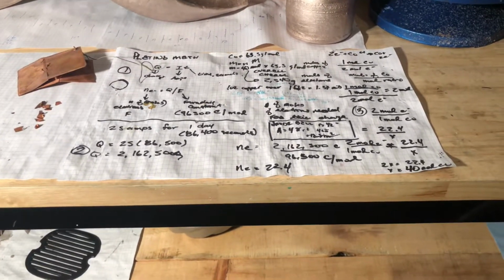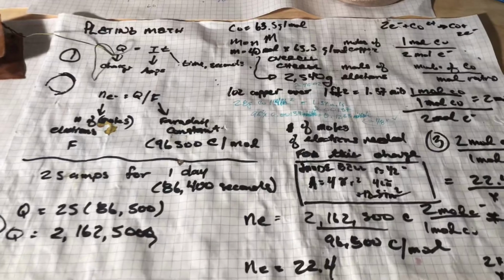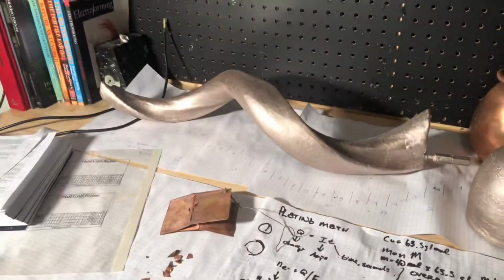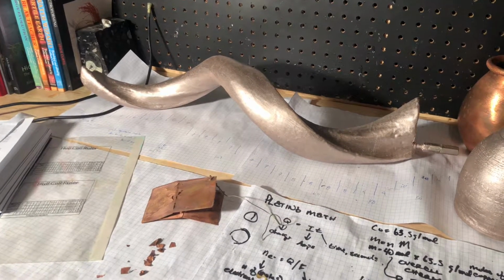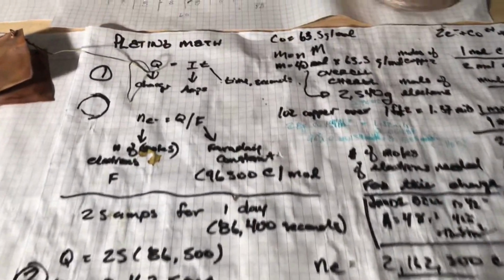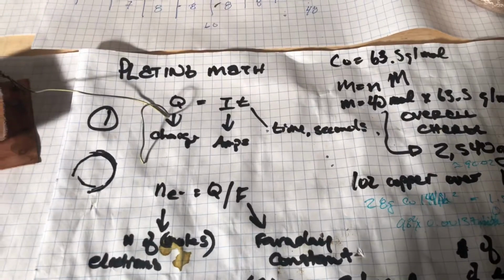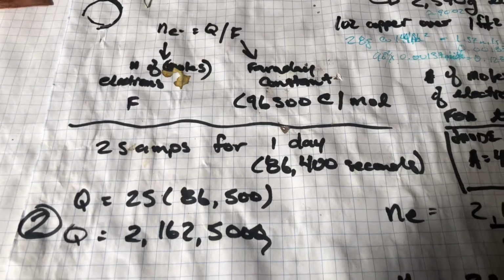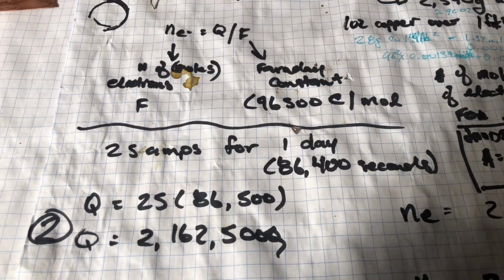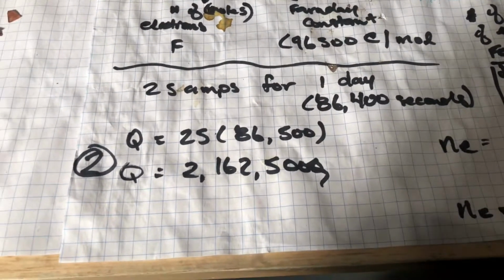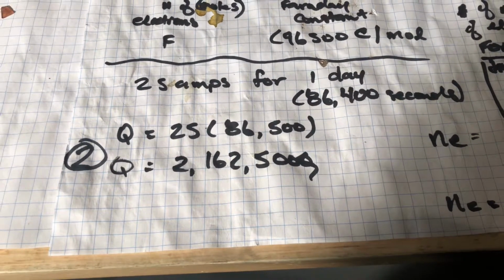This is the plating math that I'll be using. In order to determine the thickness of copper that will plate on the part over a given period of time, I use these three steps. First, calculate the quantity of charge using the amperage and time. So I have a 25 amp rectifier. If I apply 25 amps over 1 day, 86,400 seconds, I get 2,162,500 coulombs.